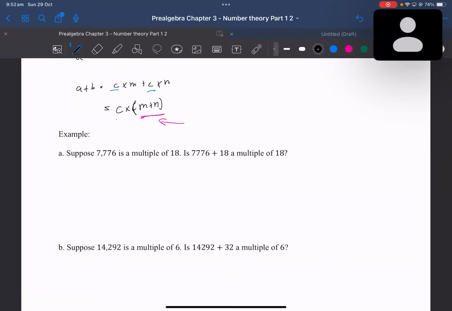7776 is a multiple of 18, right? So that's all. You don't need to check it. You just assume it's true. Right? I've given it to you.